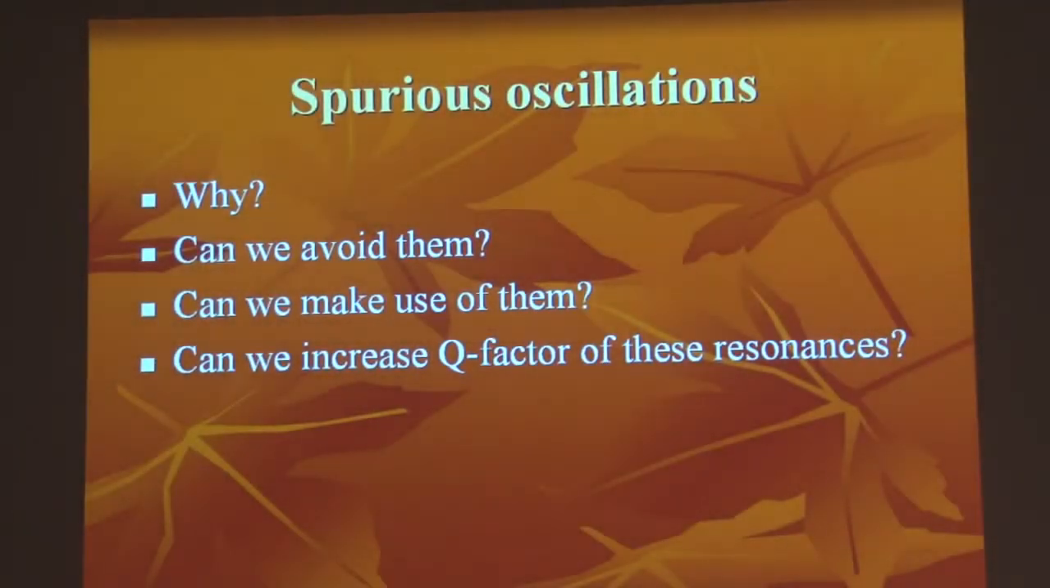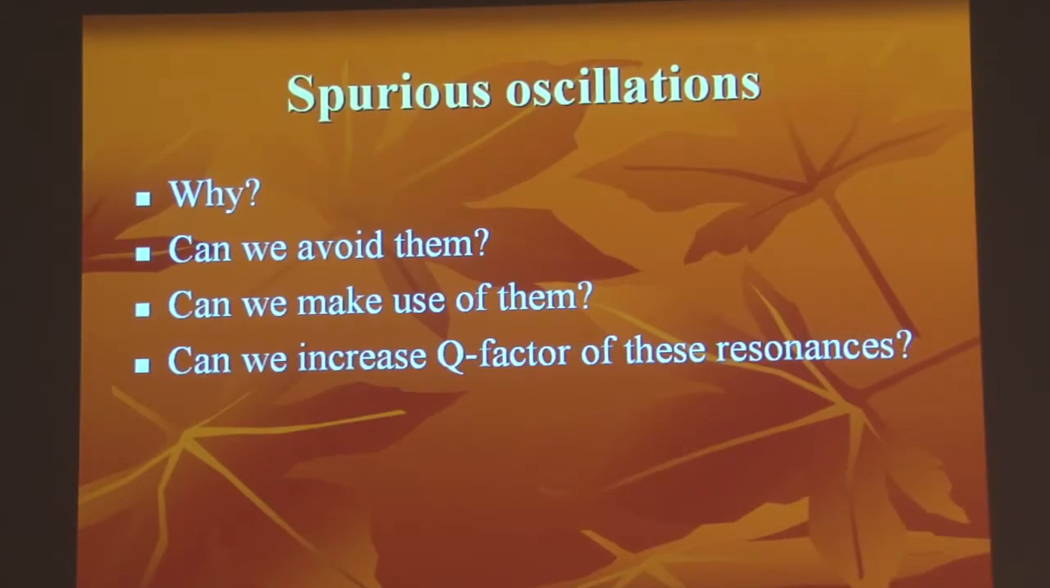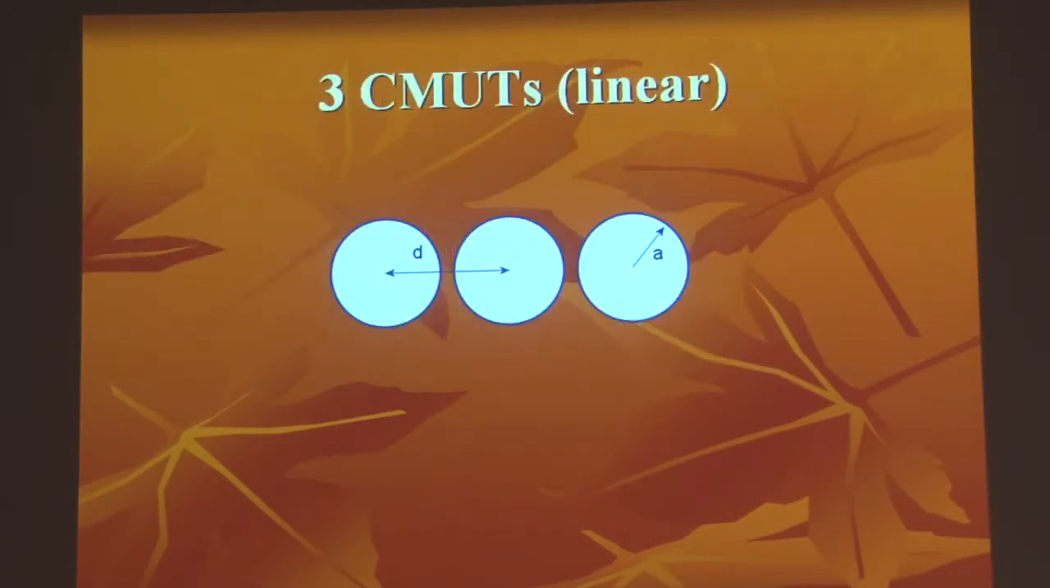Well, let's talk about spurious oscillations. Why are they there? Can we avoid them? Can we make use of them? Or can we increase the Q factor of these resonances?